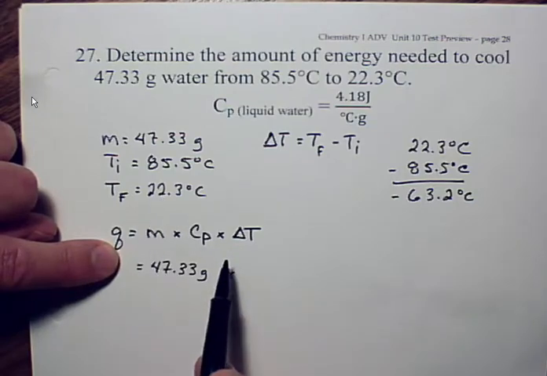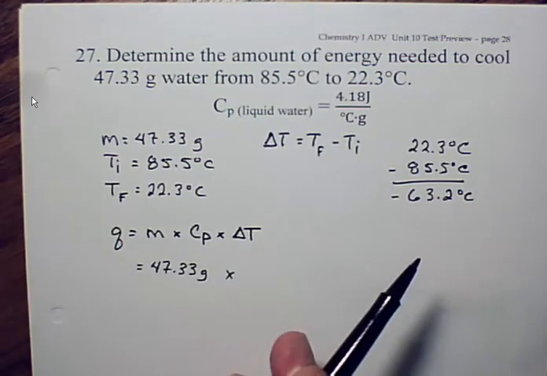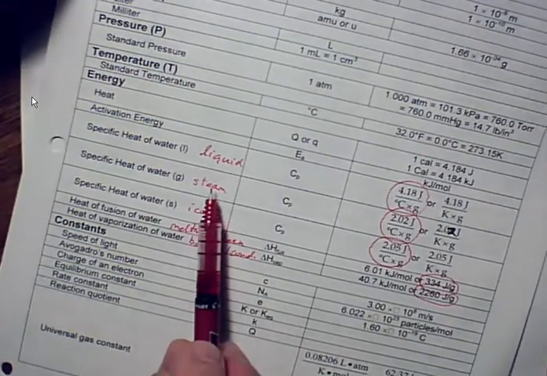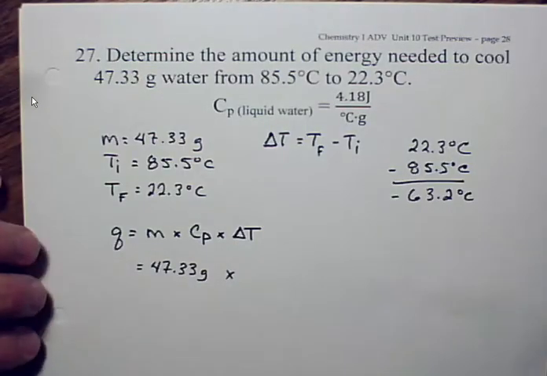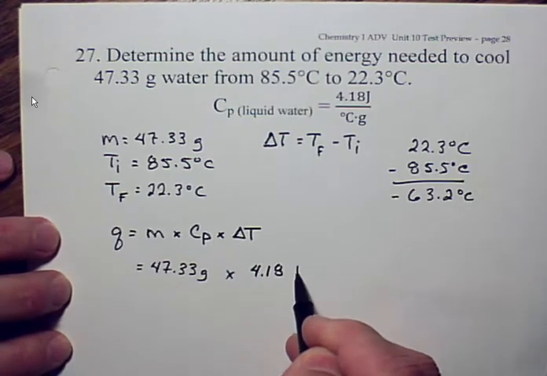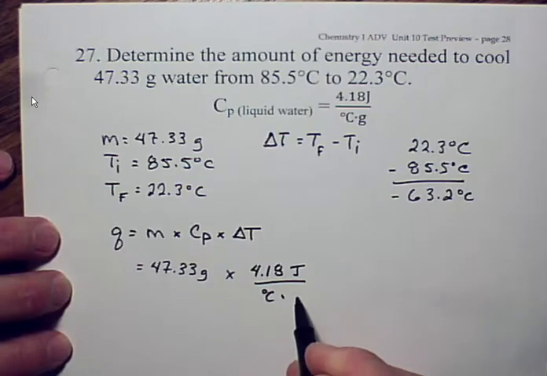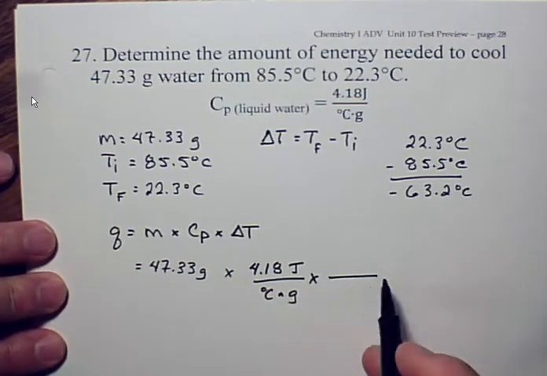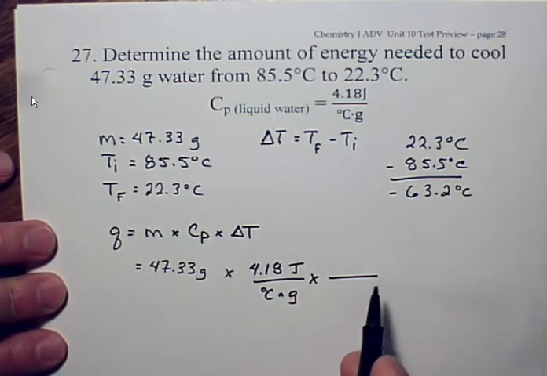All right, so the specific heat I gave you. You can find it on the test references. The test references have the specific heat of liquid water listed right here. Same number. Okay, and then the change of temperature we calculated here to be negative 63.2 degrees C.